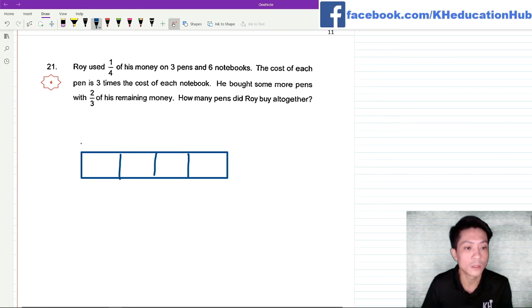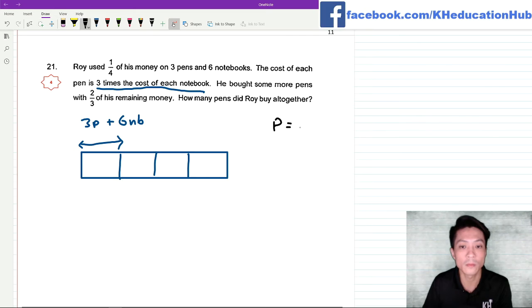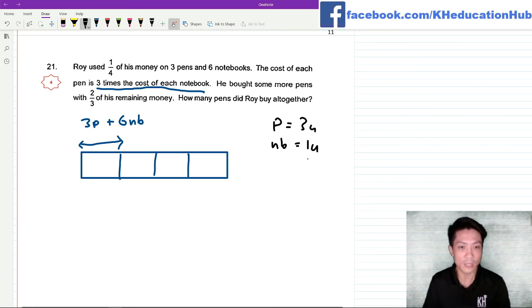Okay, so this amount of money over here, 1/4, is basically 3 pens plus 6 notebooks. Over here it tells us something that's very important. The pen is 3 times the cost of each notebook, which means you're going to let the pen be equal to 3 units and the notebook be equal to 1 unit.